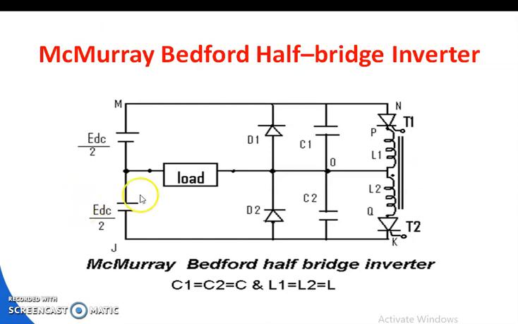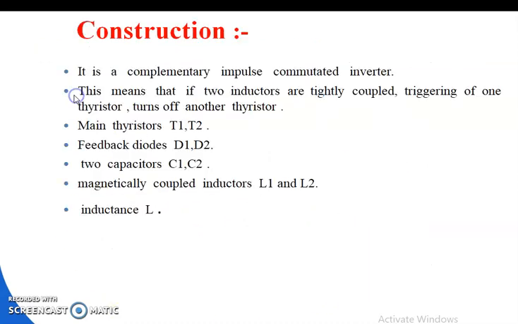This one is a half bridge circuit. That's why the entire supply voltage EDC is divided into 2 halves: the first is EDC by 2, the second is EDC by 2. So C1 is equal to C2 is equal to C, the capacitance value, and the inductance L1 is equal to L2 is equal to L. This is the half bridge circuit of the inverter.